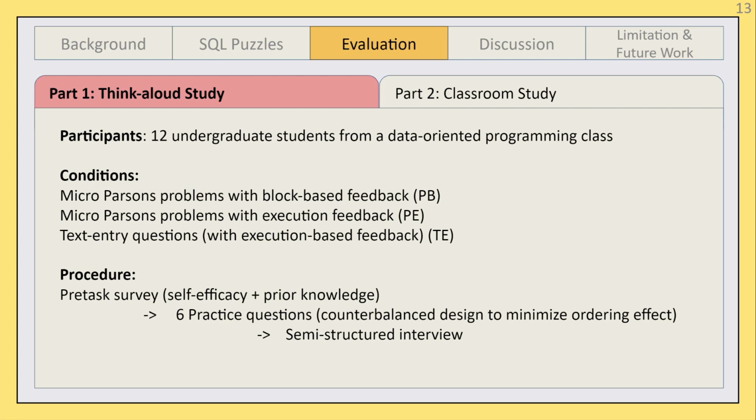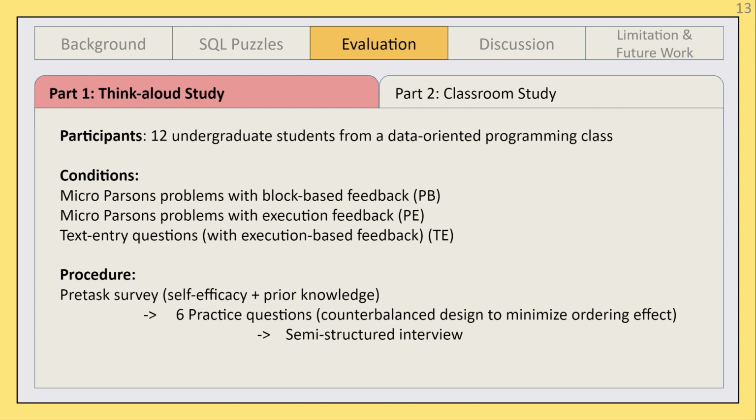Part 1 is a think-aloud study. We recruited 12 undergraduate students from a data-oriented programming class. We included 3 conditions in the think-aloud study. The first condition is micro-Parsons problems with block-based feedback. Second is micro-Parsons problems with execution-based feedback, and third, traditional text entry questions with execution-based feedback. The 3 conditions are, in short, PB, PE, and TE.